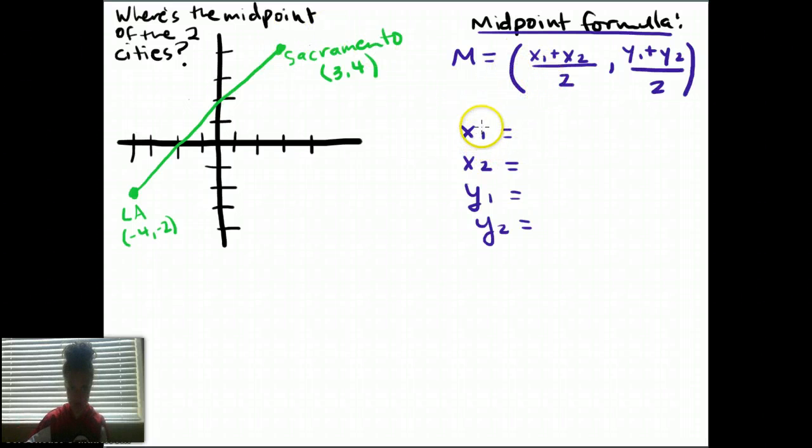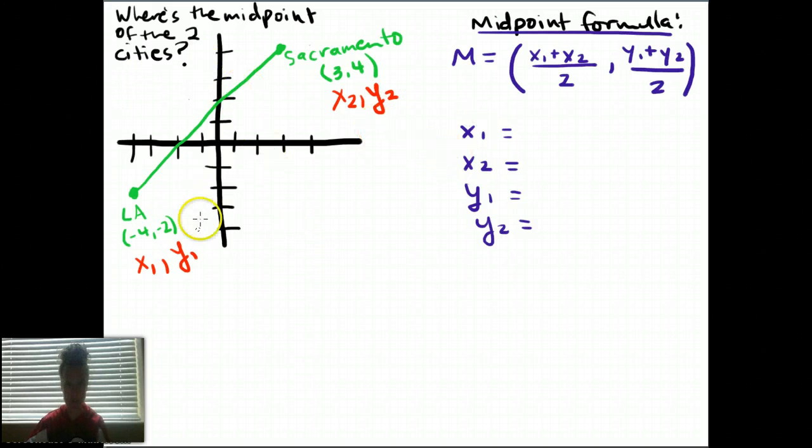So, first of all, we need to know what the x1, x2, y1, and y2 are. And I will help you out with that. These 2 points are where the numbers come from, okay? So this -4 is an x value, so we're going to call that our x1. And then the next x value we have is this 3 here, is the x2, because we know the first value in a coordinate pair is always the x value, and the second value is the y value. So this -2 will be our y1, and this 4, the second y value we have, will be the y2.